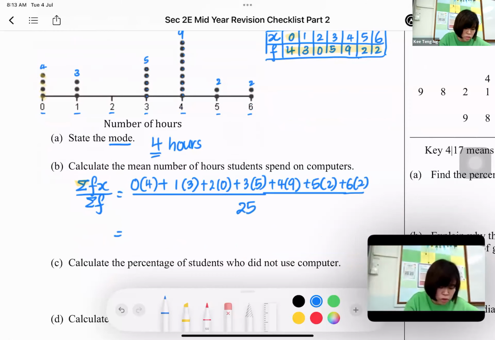0 times 4 is still 0. 1 times 3. Then 3 times 5, 4 times 9, 5 times 2, 6 times 2. Divide by 25. I got an average of 3.04 hours.